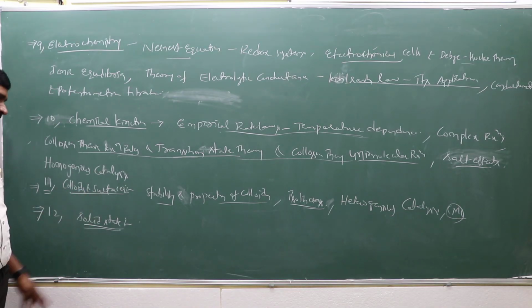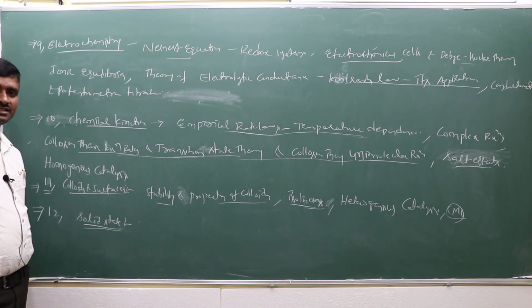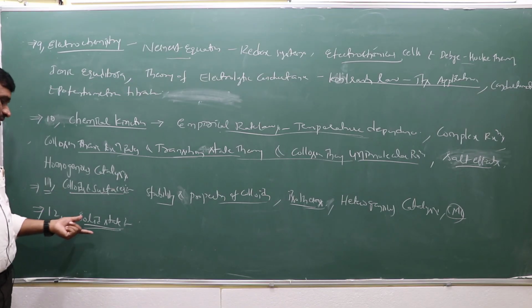So from colloids and surface chemistry, you can expect one long question, one 4 marks question and one short answer question, nearly 6 marks. It is an easy, small topic, and there is definitely a question. Very little syllabus is there.